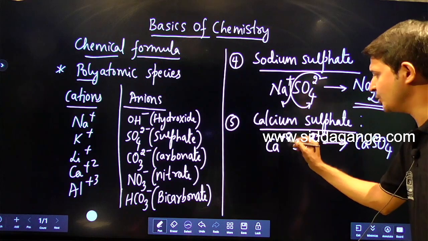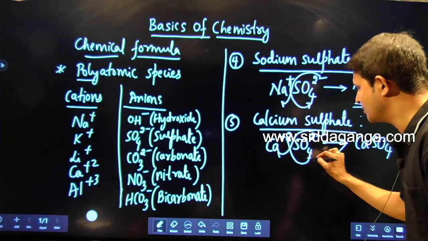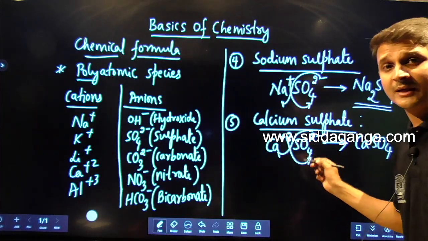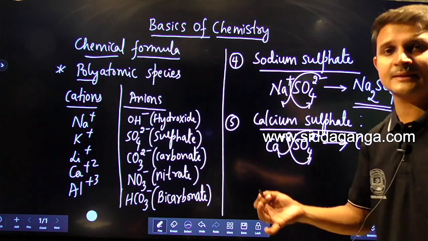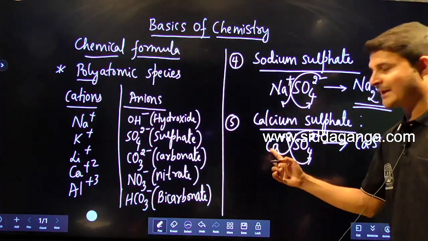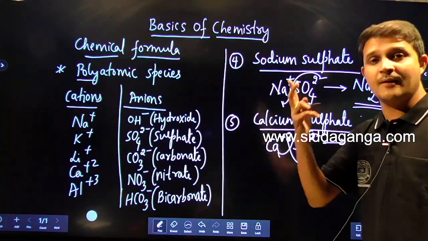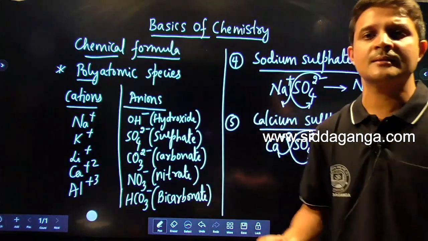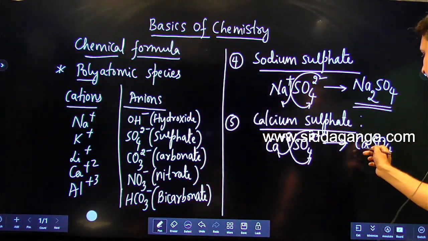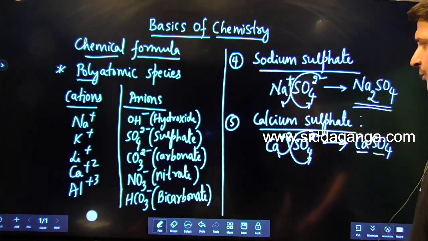So here also 2, here also 2. If we write Ca2(SO4)2, the calcium 2 and sulfate 2 can be cancelled. So 2 calcium atoms will combine with 2 sulfate ions, and one calcium atom combines with how many sulfate? It is 1. Therefore, the formula will be calcium sulfate, CaSO4.